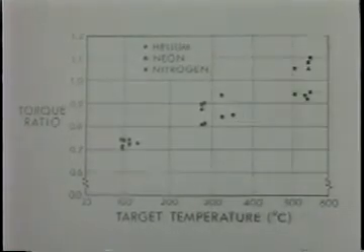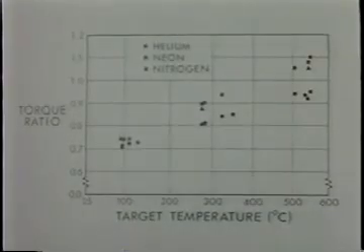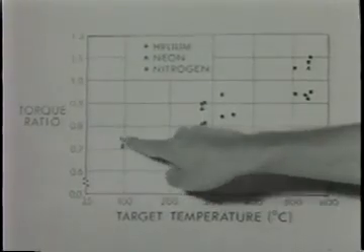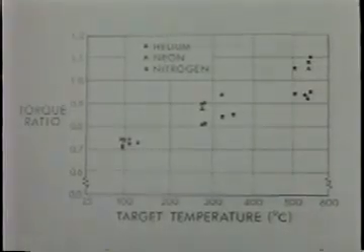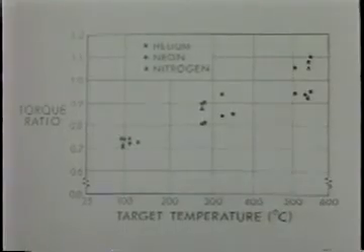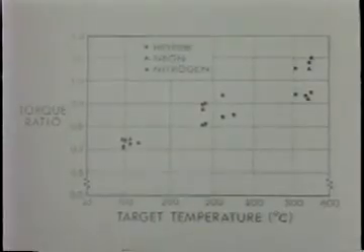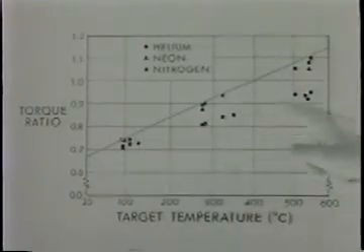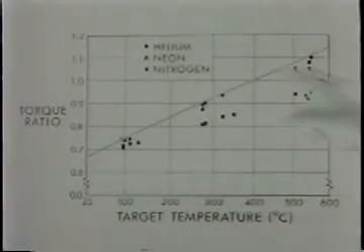Our results for nitrogen lie here. Calculations show that the torques for molecules which have been re-emitted in equilibrium at the target temperature, that is, perfectly accommodated, should lie here, along this line. But neither helium nor neon lie along that curve, although nitrogen does. Thus, we don't observe complete normal momentum accommodation in some cases.